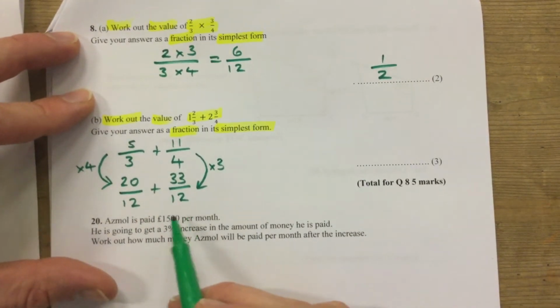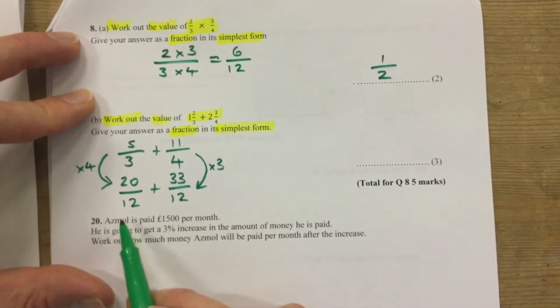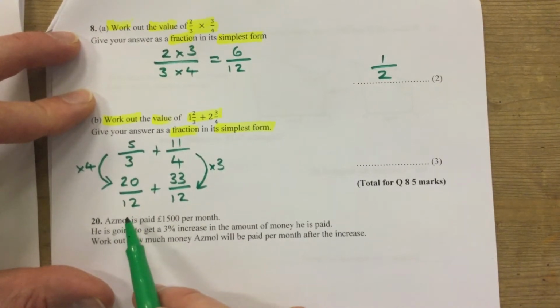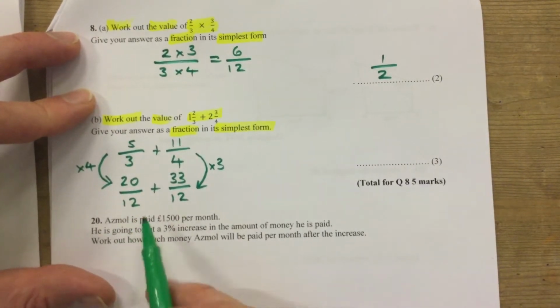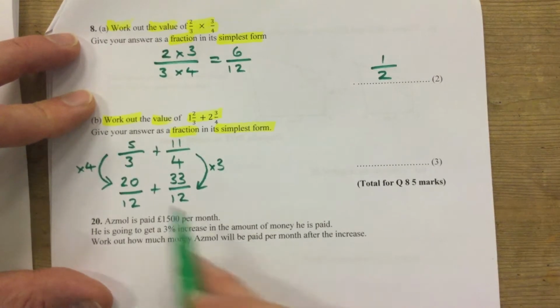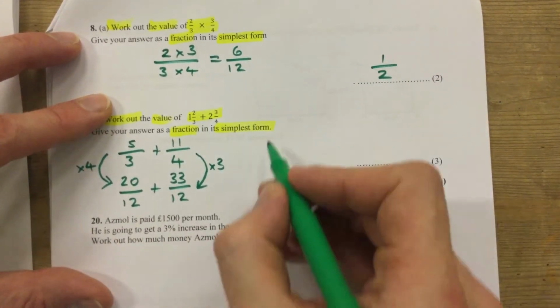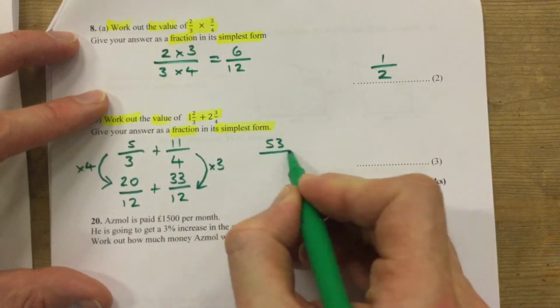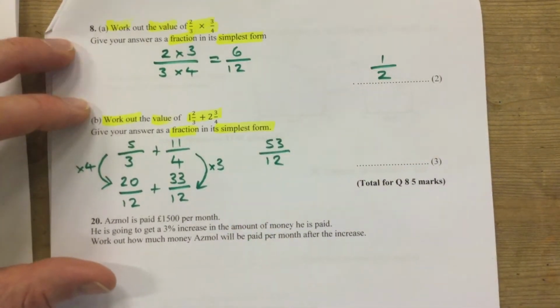Remember, the denominator is how big the pieces are. You cut a pizza into 12, it's different size pieces than if you cut it into 2. The numerator is how many of those pieces you have. So I've got 20 plus 33. I've got 53 twelfths, but that's not in its simplest form.